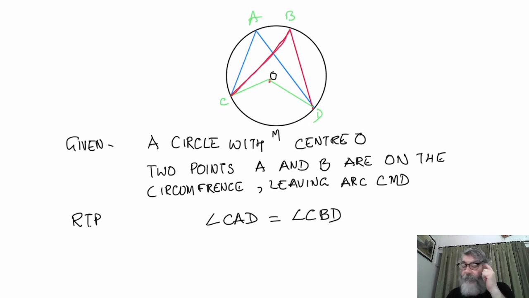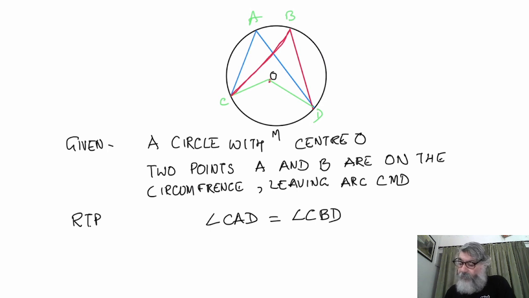You see, CD is the common part. CD is the chord. The chord CD divides the circle into two parts, and we are talking of the angles in the major segment. Angles CAD and CBD are two angles which are formed in the major segment of the circle. This is required to prove.